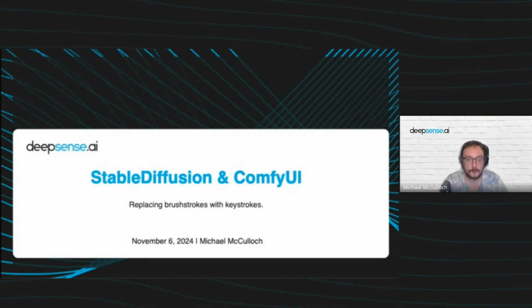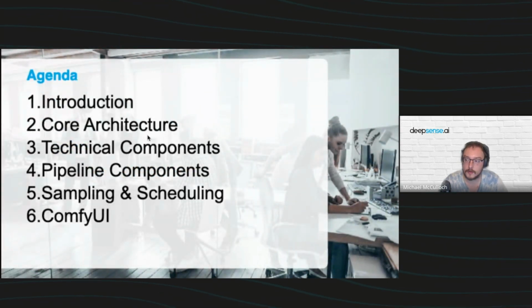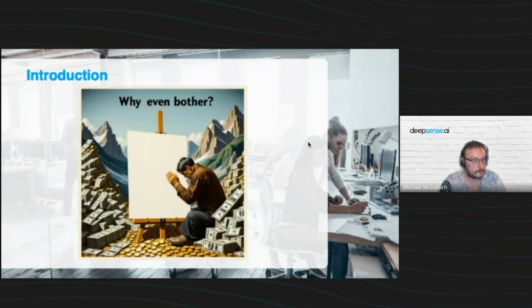Hello, my name is Michael McCulloch, and today I will be presenting to you on the topic of Stable Diffusion and ComfyUI. We'll go over a brief introduction, some motivation for using the tool, and then we'll talk about the core architecture, some of the technical components. We'll talk a little bit about samplers and schedulers, and I'll show you some practical implementation through ComfyUI.